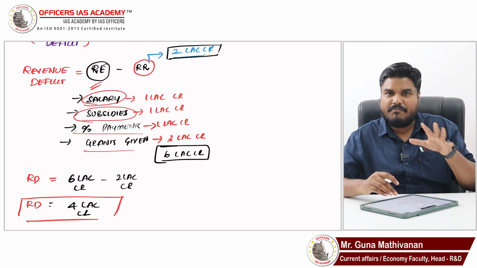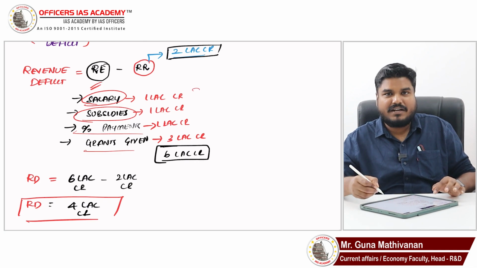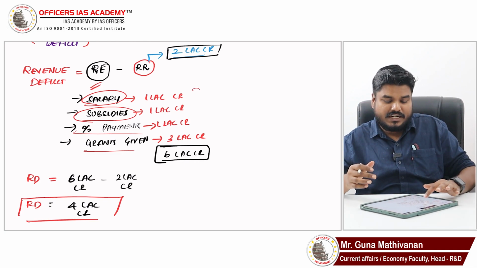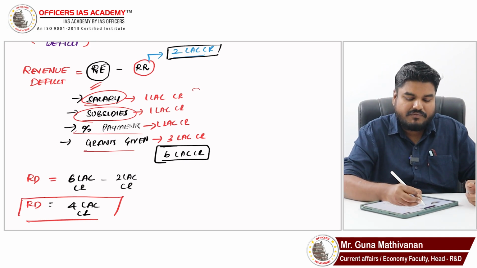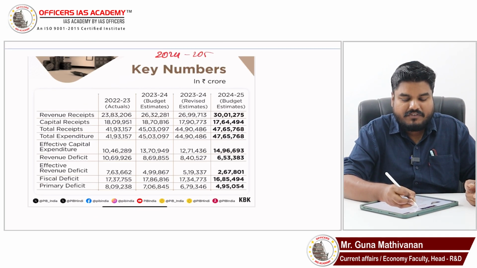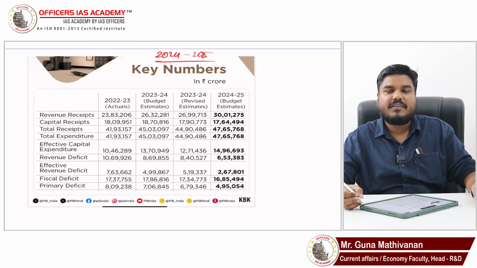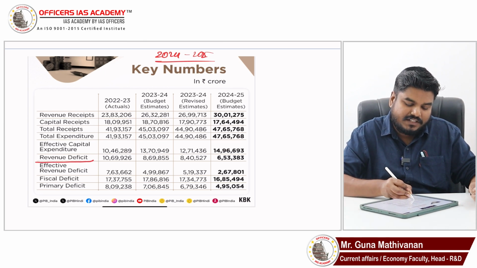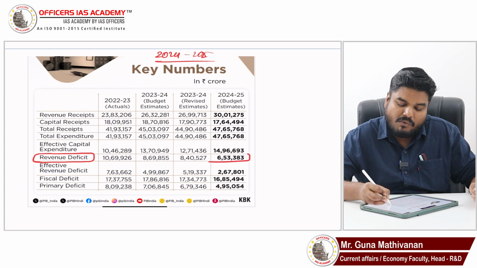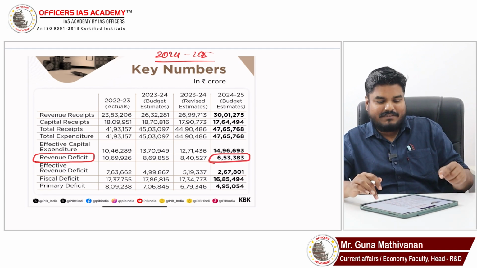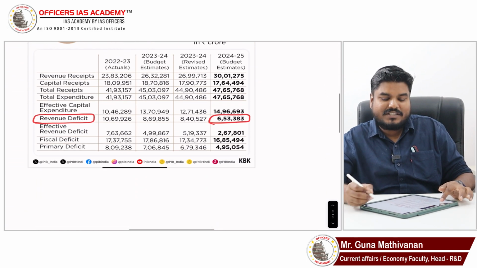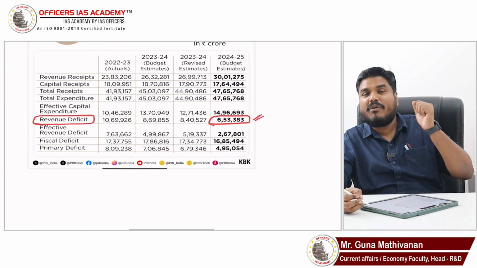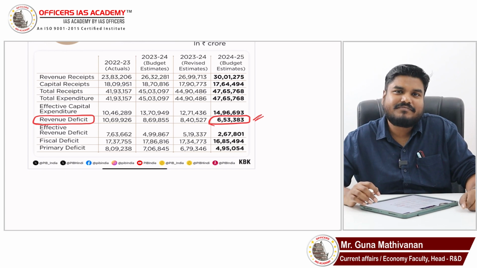If you look at the numbers, here I have taken some random numbers. But if you take the original number, the 2024-2025 budget data, the revenue deficit is 6.5 lakh crores. In my example, I said we have a deficit of 4 lakh crores. But look at the original situation. Government is having 6.5 lakh crores of revenue deficit.